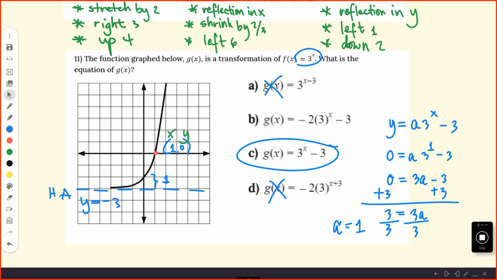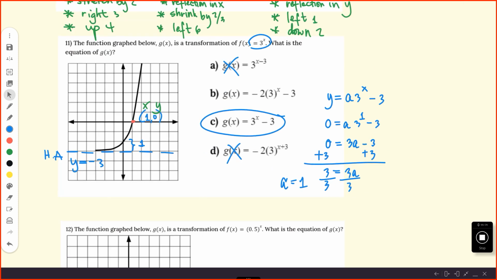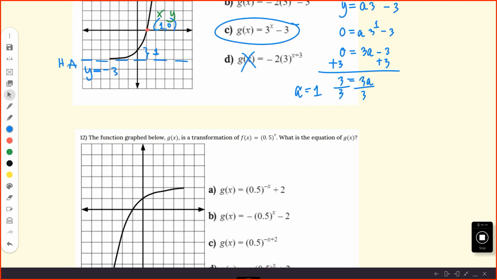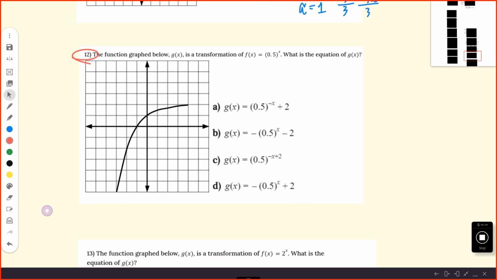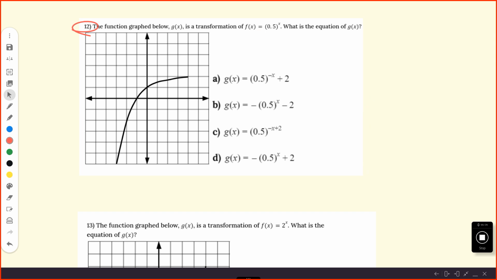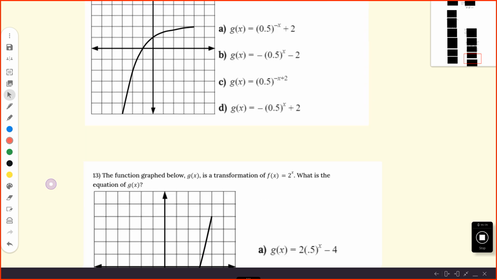If you're not sure whether it's a shrink or stretch, then you're going to solve for a. That's going to be your problem in number 13. I'm going to skip number 12 and ask you to do it as your practice notes. Then we're going to try number 13, because sometimes we're not sure if it has a shrink or stretch, so we're going to solve for a.